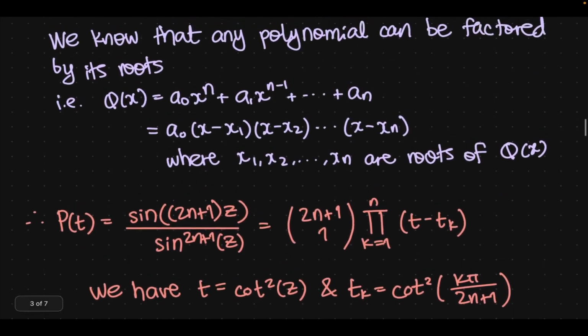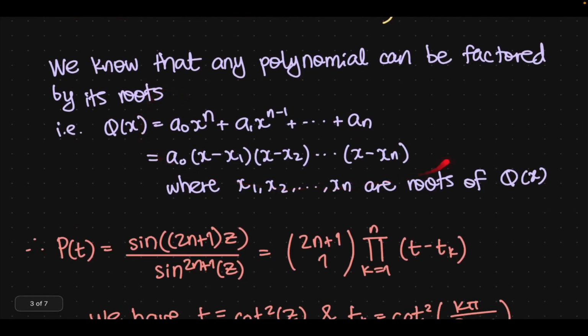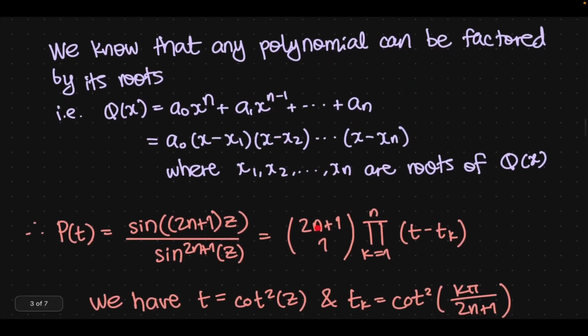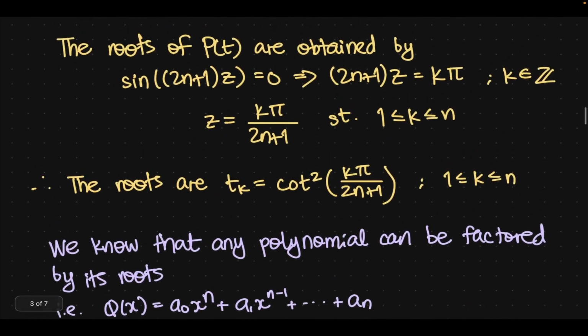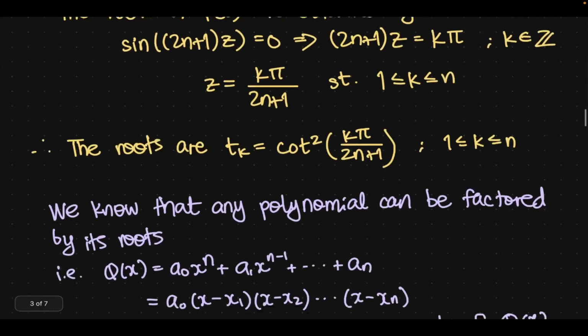Okay, so we have the polynomial p of t. We can expand it using this fact that we know on top here. So when we do that, we have the leading coefficient of p of t. Let's go back to p of t. It is when k equals 0, because that's when we'll have t to the n. So when k equals 0, we have 2n plus 1 choose 1. That's the leading coefficient, fair enough.